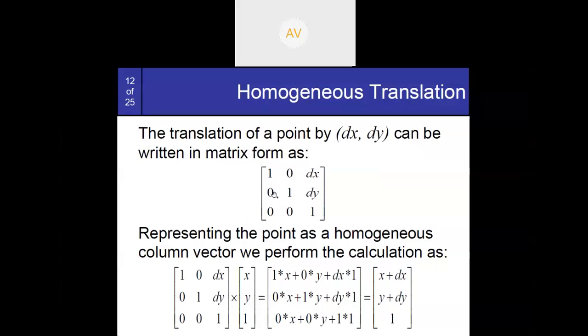Later for solving the numericals, we will use this as a translation transformation matrix. So earlier we have seen dx and dy. Dx was the translation value in x and dy was the translation value in y. Okay. So if you see the formula, how we have written: 1 0 dx, 0 1 dy, 0 0 1. So this will be the translation transformation matrix, you can say.